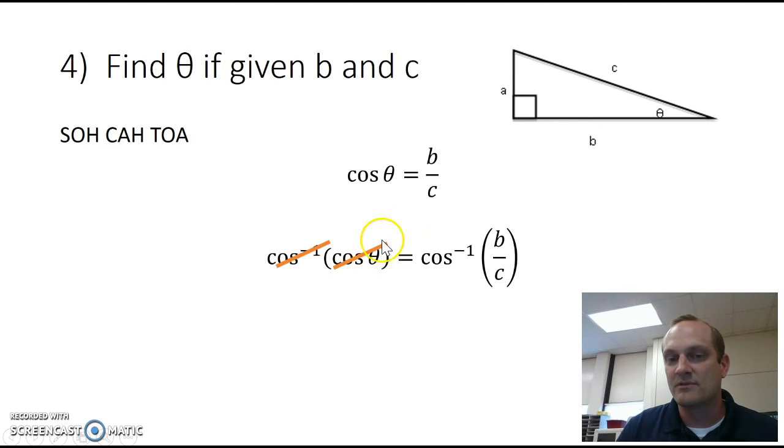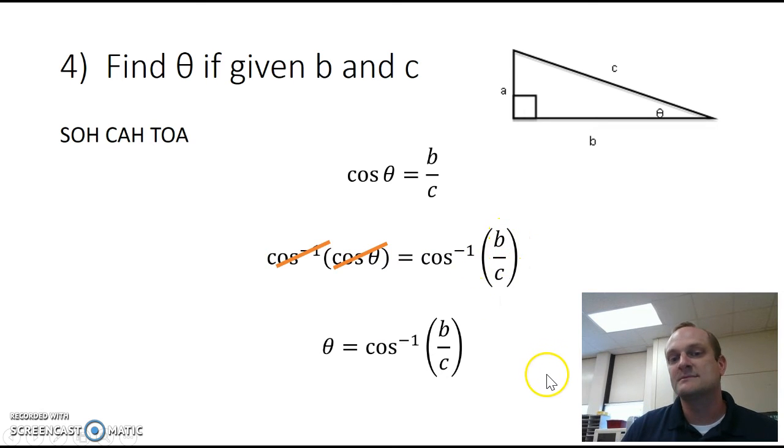That line goes a little bit over the theta. It shouldn't. I'm just trying to cancel out cosine to the negative 1 and cosine. Theta is still there. It's not canceled out. Whatever I do to one side, I have to do to the other. So I have cosine inverse B over C. That's my final answer. Okay, so the cosine inverse undoes the cosine function and leaves me with just theta.